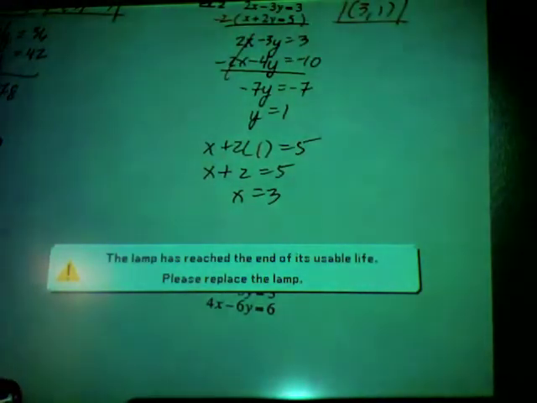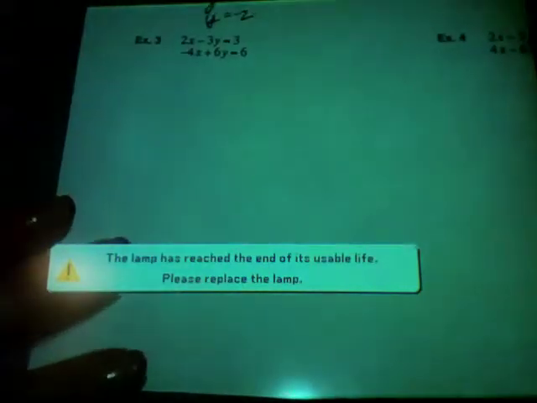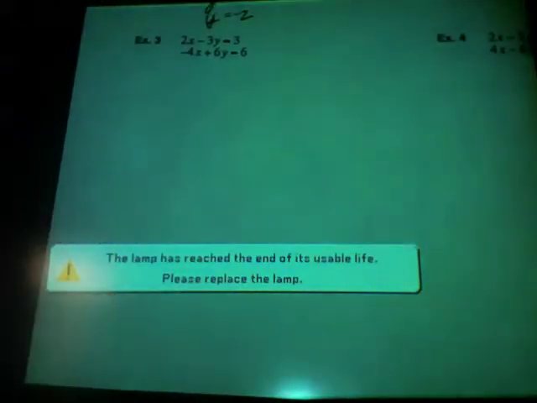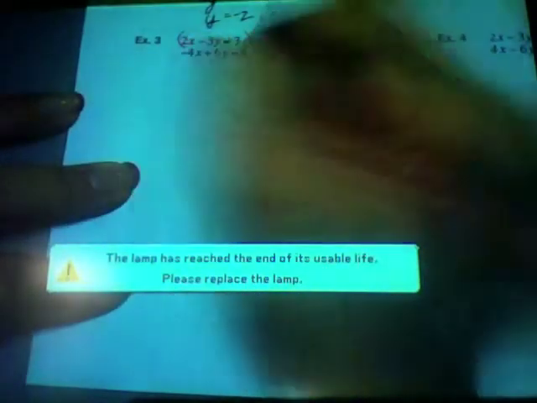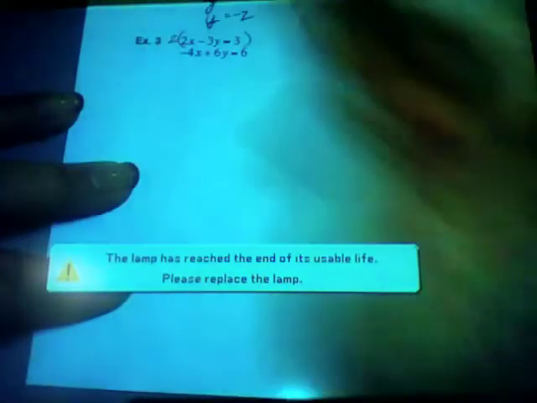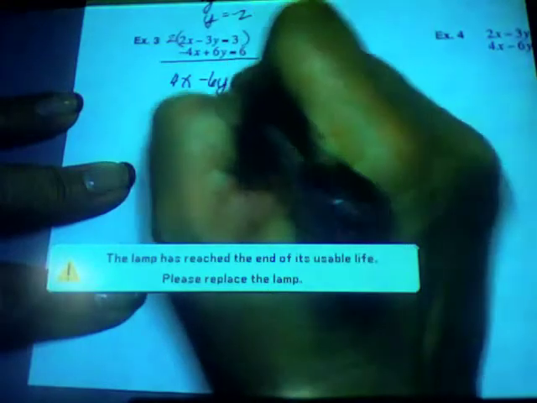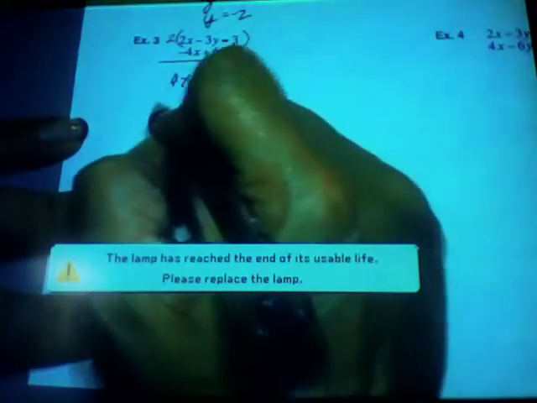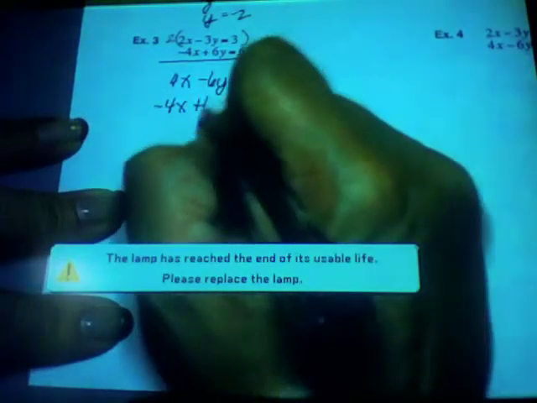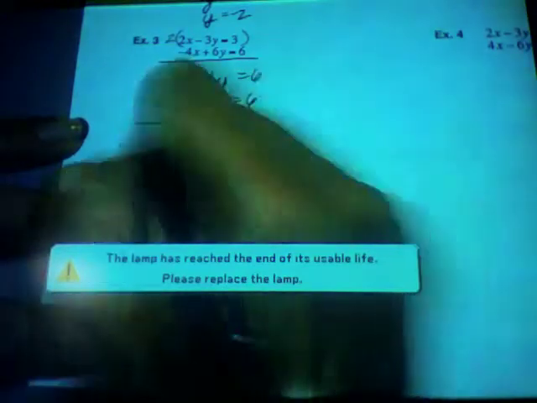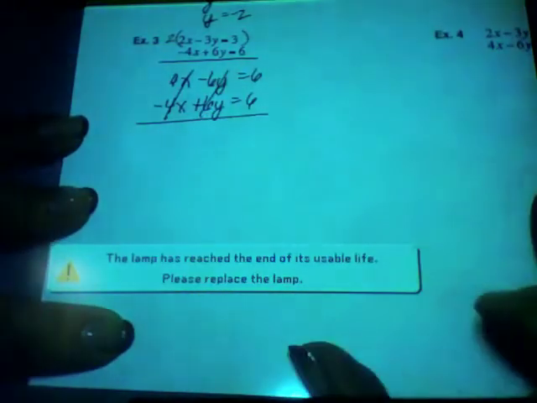Okay. So example 3, are you going to get rid of x's or y's? Either way, you're going to end up with kind of the same answer. So let's get rid of x's, just for chuckle's sake. Wouldn't I only have to multiply the top equation by 2? I end up with 4x minus 6y equals 6. And the bottom equation is negative 4x plus 6y equals 6. Both the x's and the y's cancel.